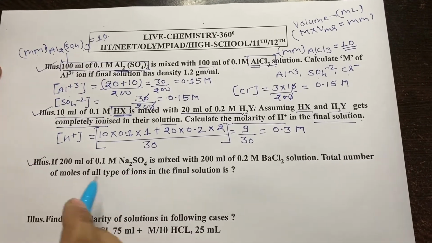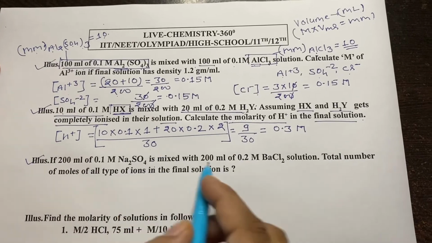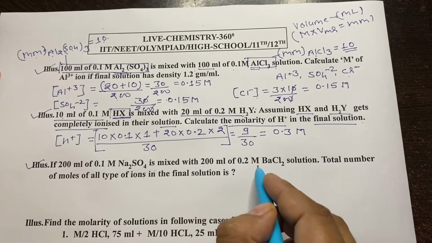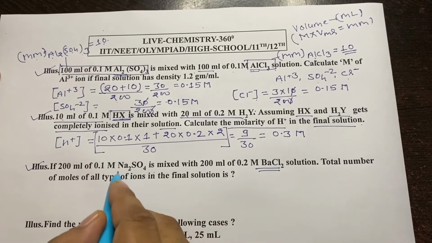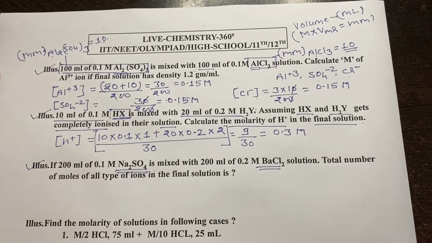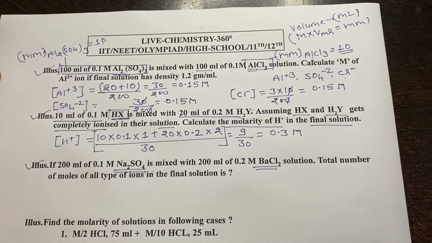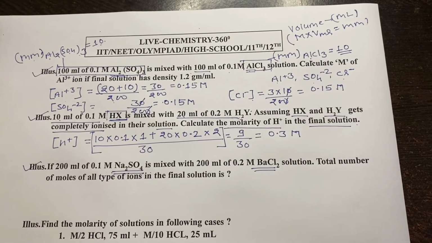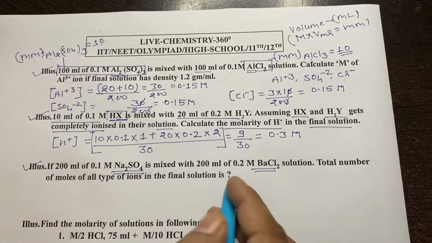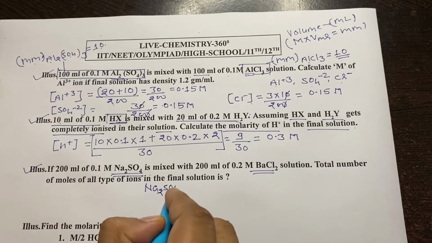Let's take another example. It is given that 200 ml of 0.1 M Na2SO4 is mixed with BaCl2. So definitely this is the case in which ions will interact with each other. So some of the ions will be present in the form of precipitate that will not be counted in the solution. So first we will write the reaction for that because the ions are reacting or interacting.